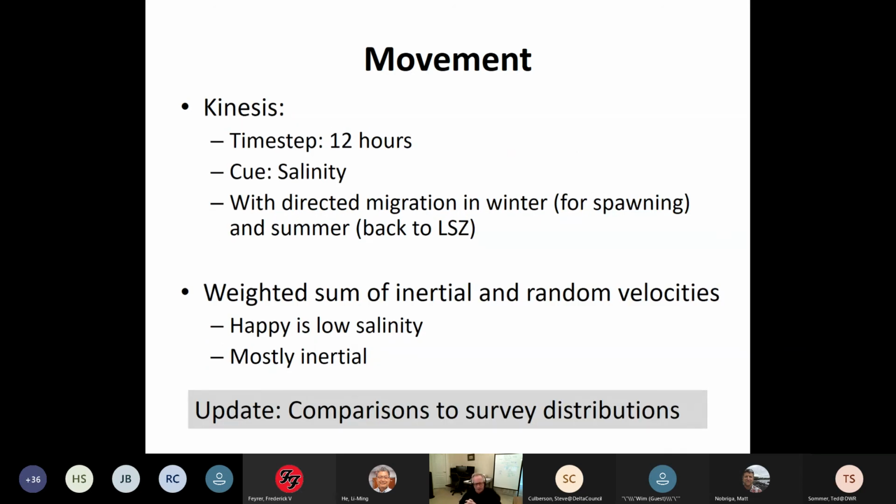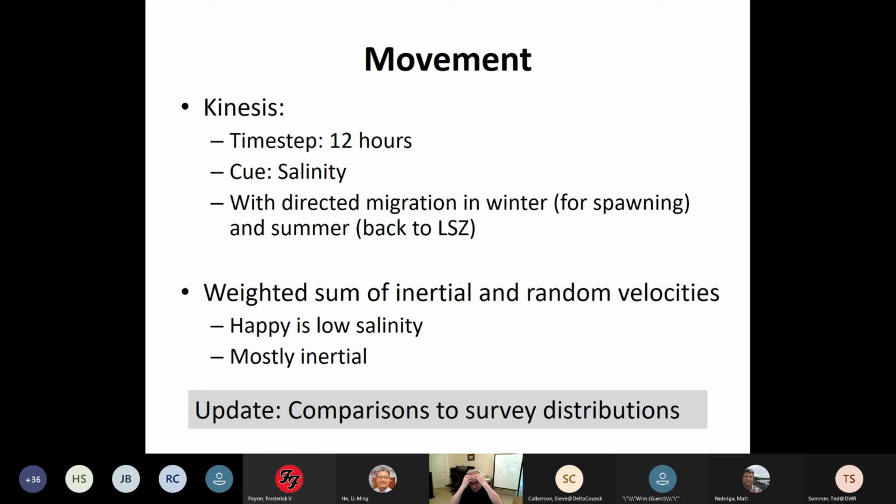So movement is where I've spent most of the last 5 or 7 years working on. And it's the most fun because sometimes these organisms are just so clever, it's really hard to codify their behavior. Right now in the model, it's based on salinity and it's updated every 12 hours.